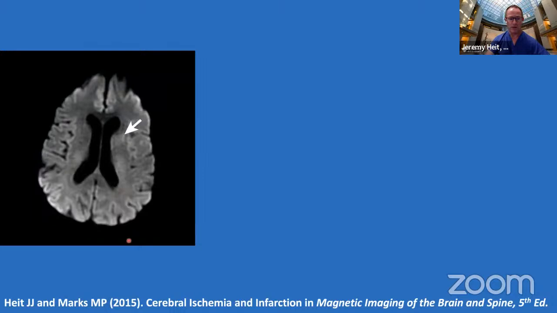And he had a very high stroke scale. And this is his initial diffusion-weighted MRI. And we see just the faintest bit of an ischemic core here in the left caudate head. This is his perfusion imaging, which we'll start to talk about a little bit more in a minute.